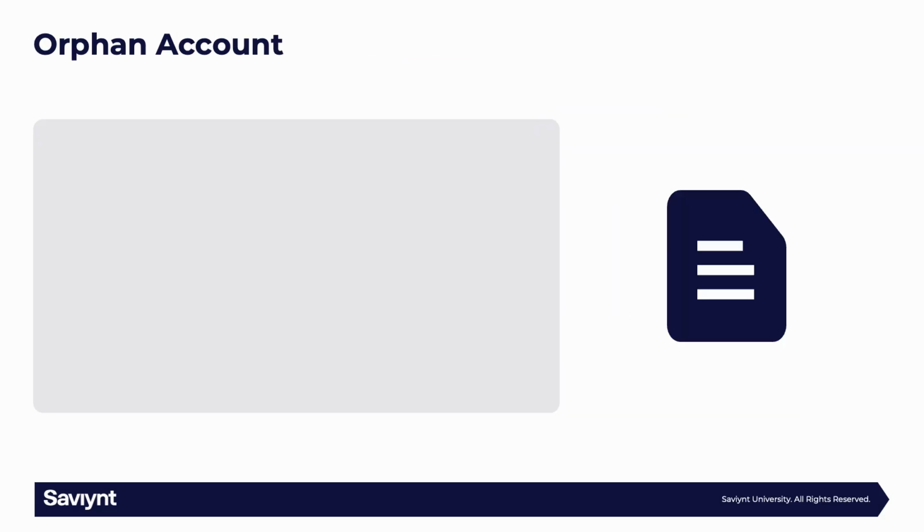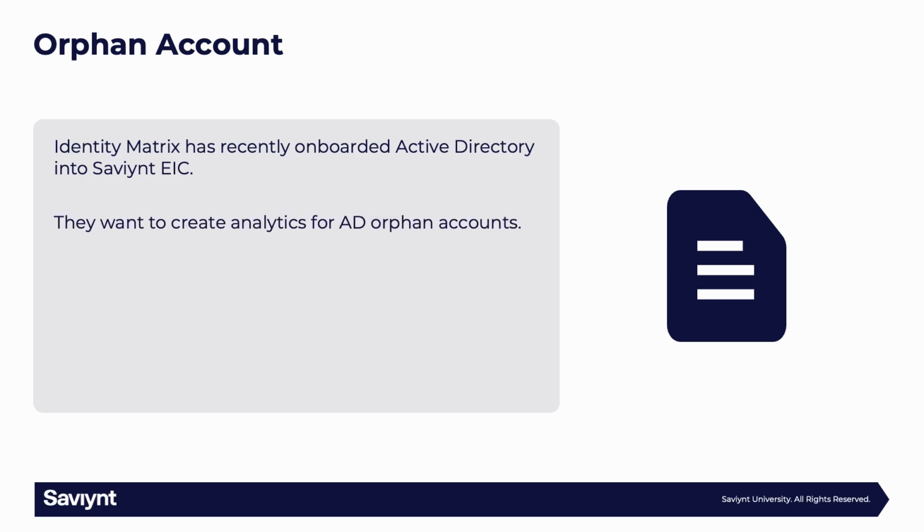Let's take an example scenario for actionable reports. Identity Matrix has recently onboarded Active Directory into Saviynt Enterprise Identity Cloud, or EIC. With that onboarding, it's common to encounter orphan accounts that exist in the system but are not linked to any user. To address this, the admin needs to create an analytics control specifically to identify these orphaned accounts.